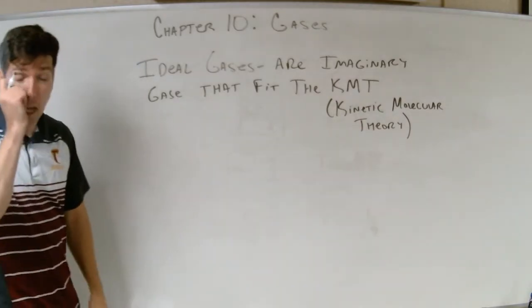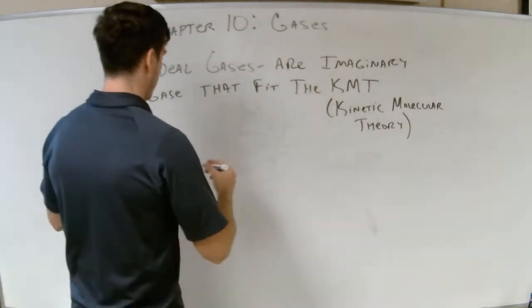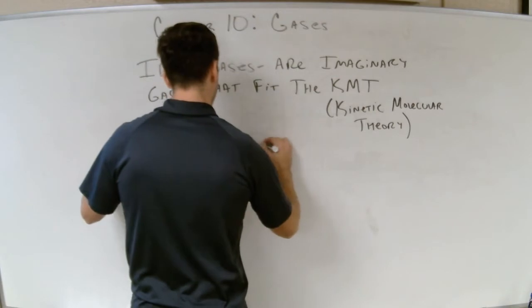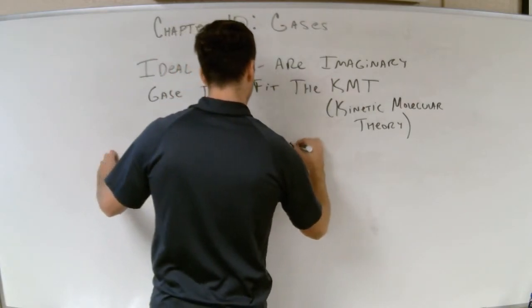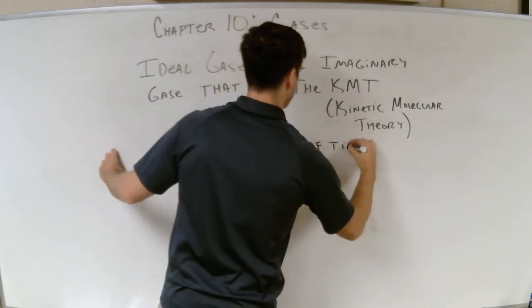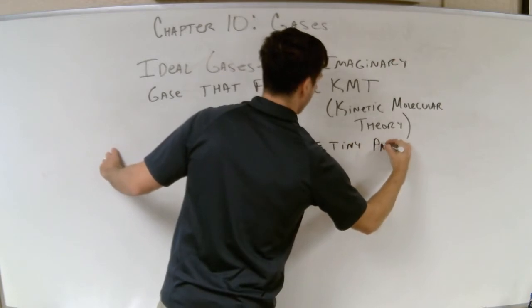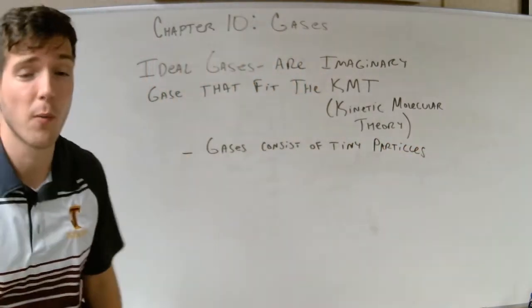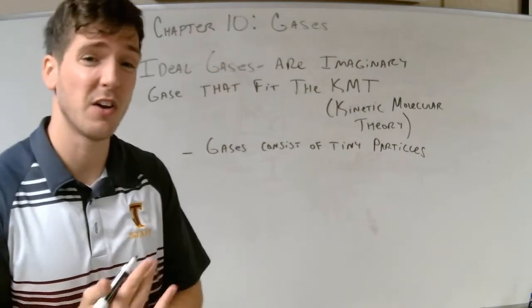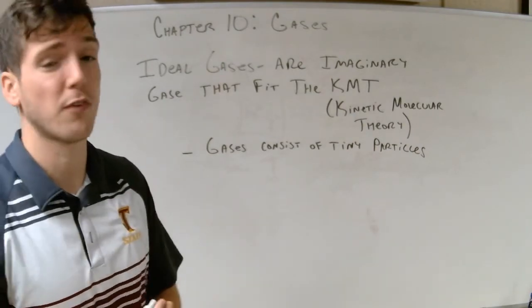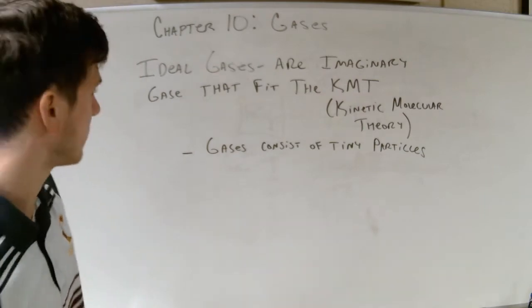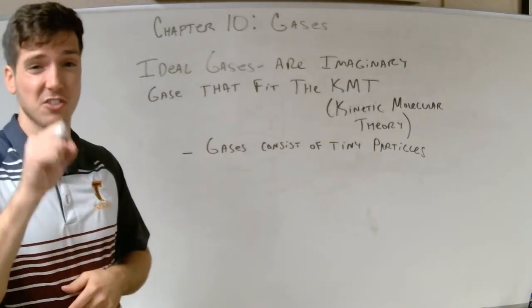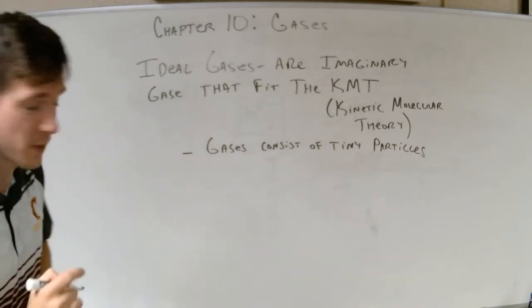So, kinetic molecular theory. What is the kinetic molecular theory? Well, part 1 of it is that gases consist of tiny particles. Okay, gases don't always consist of tiny particles. Things like CO2 are pretty big gases. Things like sulfur hexafluoride are very big gases. But with ideal gases, we just assume they're a tiny particle. Every single gas is just a tiny particle that moves around really fast.